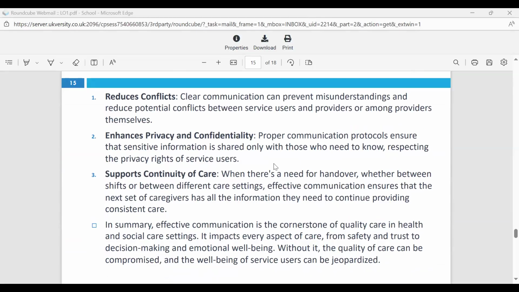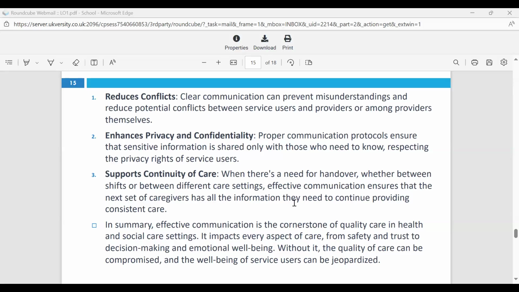Again, enhancing privacy and confidentiality, making sure there are proper communication protocols in place, so that sensitive information is not shared inappropriately with others. Why is enhancing privacy and confidentiality so important in any aspect? Why is it important to maintain privacy and confidentiality?